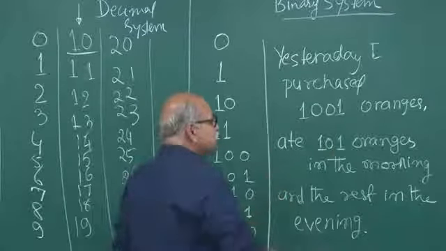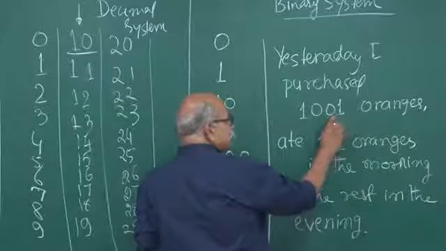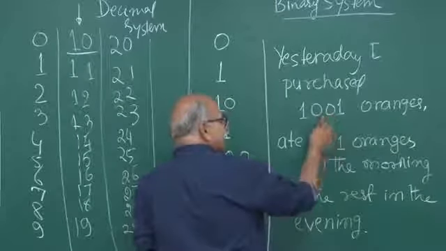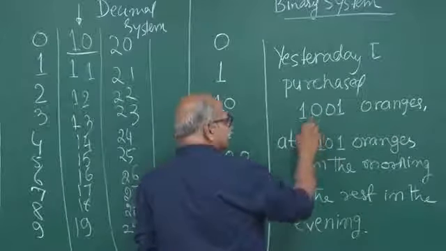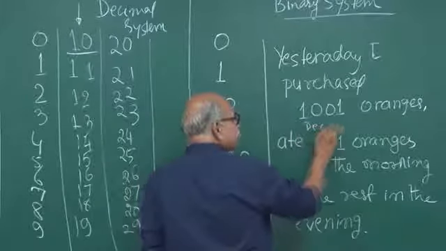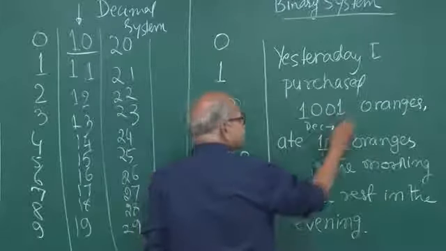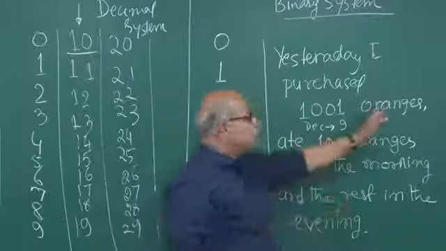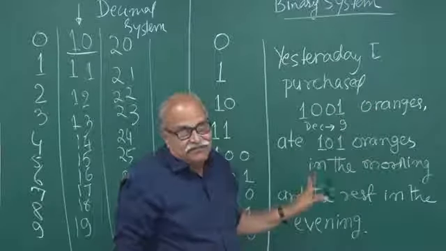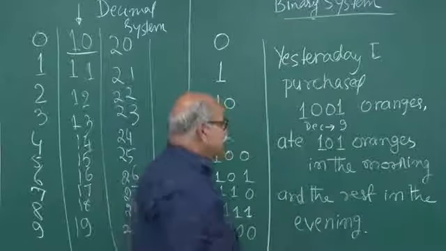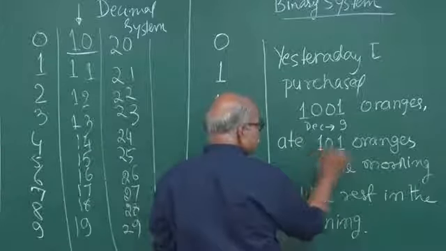Place value. So, this is 1, this is 2, this is 2 square, this is 2 cube. So, if I talk in decimal, the equivalence is this is 8 and this is 1, 9. I purchased 9 oranges. Perfectly all right, normal. And then I ate 101 oranges.